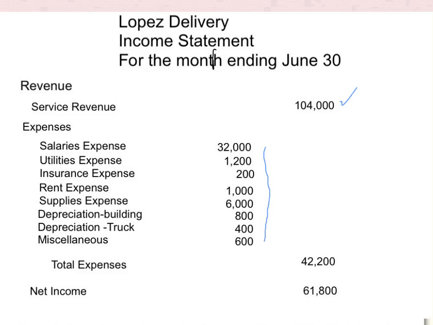They were all zero at the beginning of the accounting period. At the end of the accounting period, these are their balances. So the total expenses are $42,200 and the net income is $61,800. What we have to do now is close out the revenue account and all the expense accounts. That is, bring them to zero.